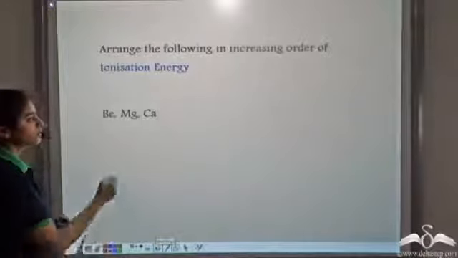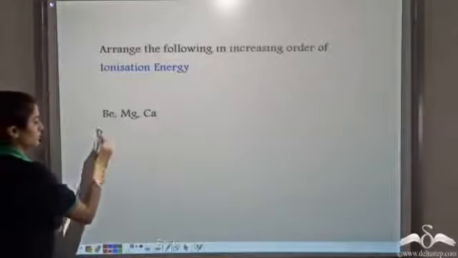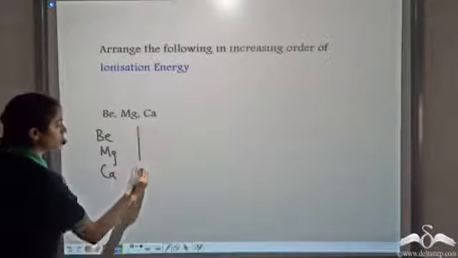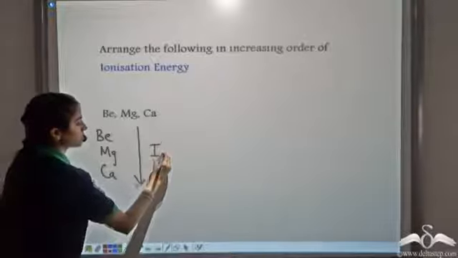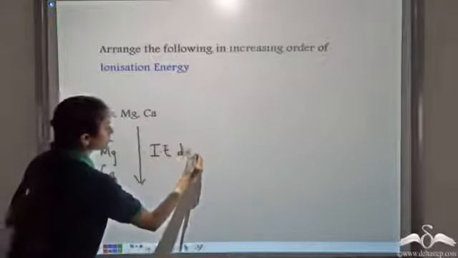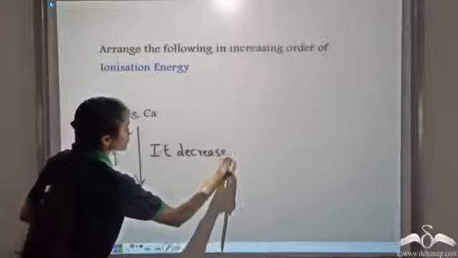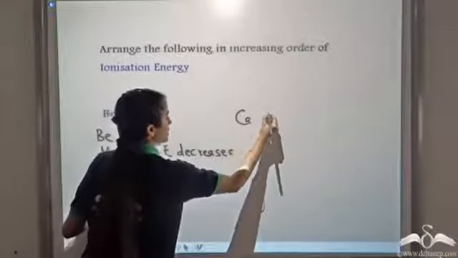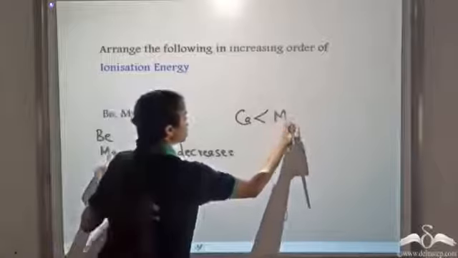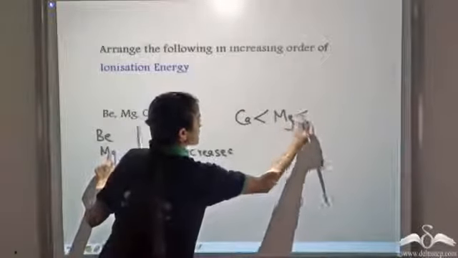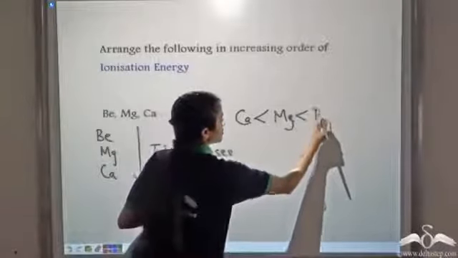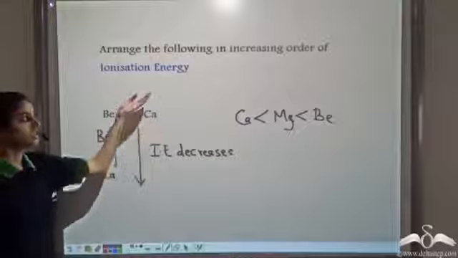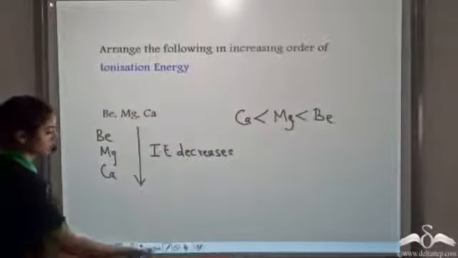So to answer our question, we know that these lie in a particular group. So from top to bottom, we know ionization energy decreases. And so we have calcium, its ionization energy is lesser than magnesium, and its ionization energy is less than beryllium. So this is how we arrange beryllium, magnesium, and calcium in the increasing order of their ionization energy.